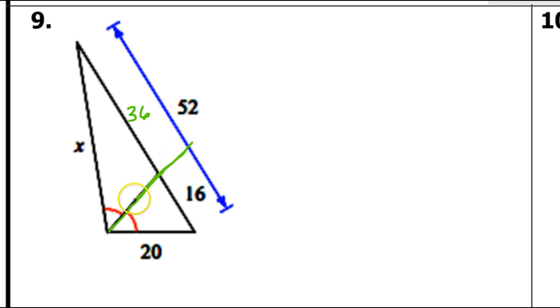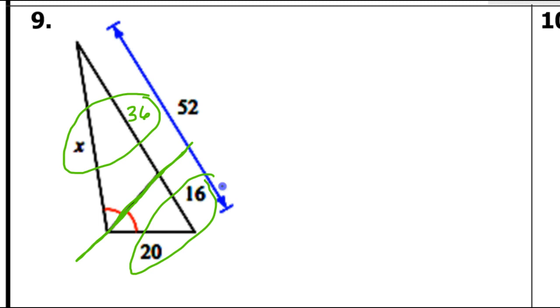Now I'm going to exaggerate this angle bisector and just stretch it out to give you the impression that we are dividing this image into two sides. So what I can do is I can make a fraction out of this side of the line, and I can make a fraction out of this side of the line, and those fractions will be equal. In other words, these segments are proportional. So for example, I could do 36 over x, and that would equal 16 over 20.